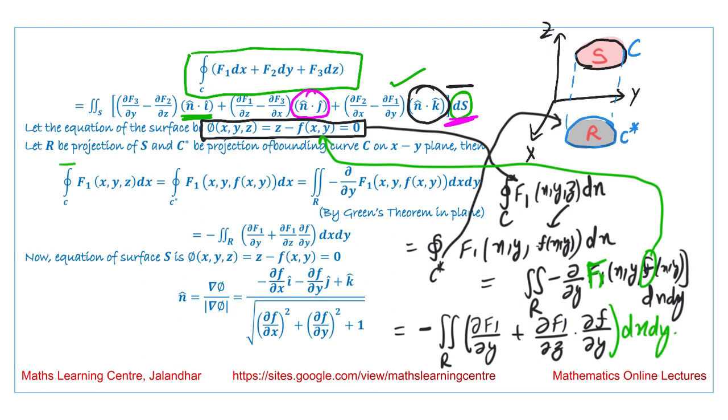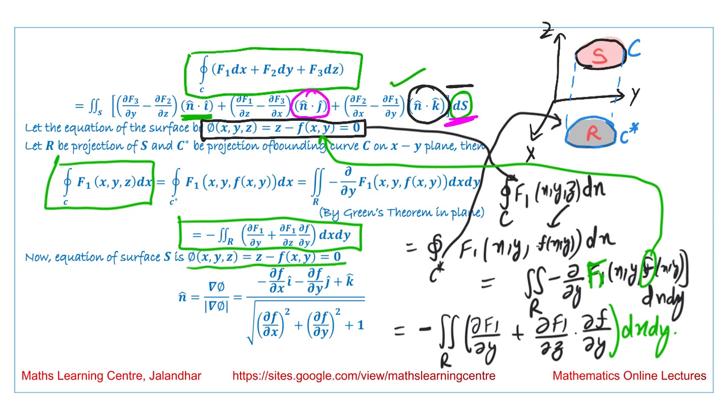So this is the value of this integral. Now the equation of the surface S is phi, that is z is equal to this. So we have to calculate the normal vector over here. If we calculate the normal vector, it is given by gradient of phi divided by mod of gradient of phi. And if we differentiate this value, we have z is equal to this surface.